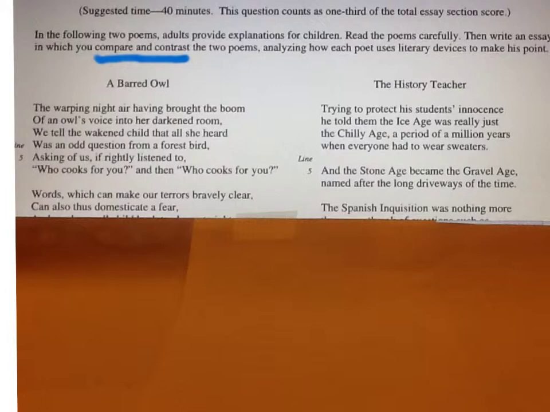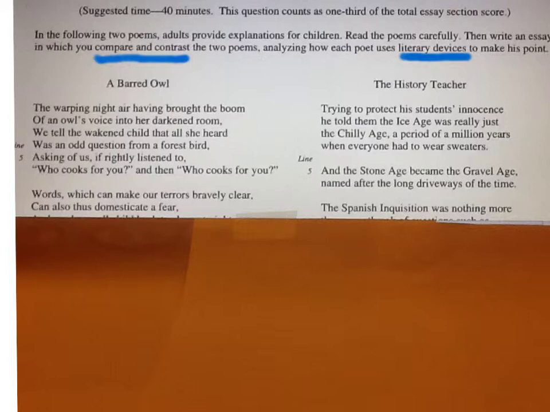Read the poems carefully. Then write an essay in which you compare and contrast the 2 poems, analyzing how each poet uses literary devices to make his point. Now, literary devices is wide open here, and that almost makes it more difficult because you have to take your arsenal and think of every possible thing you can analyze here.